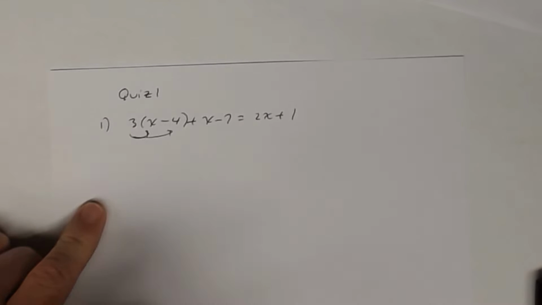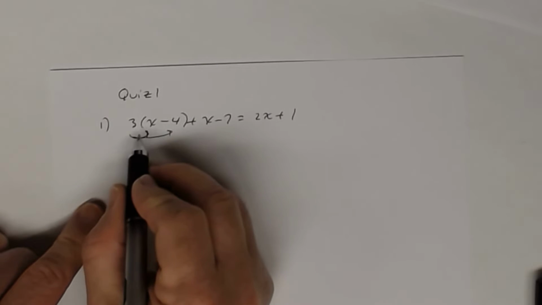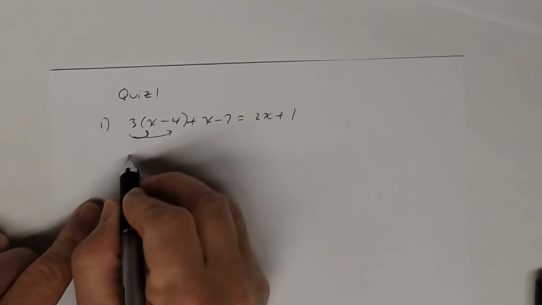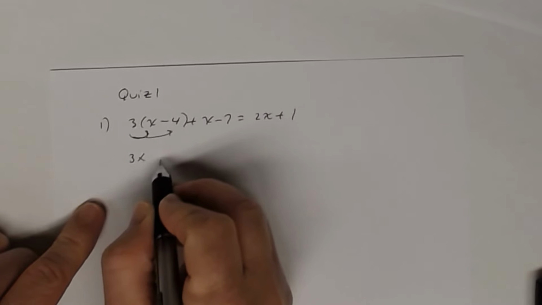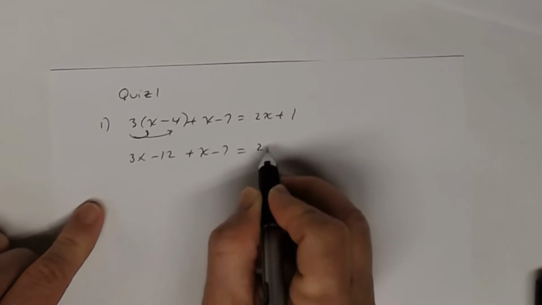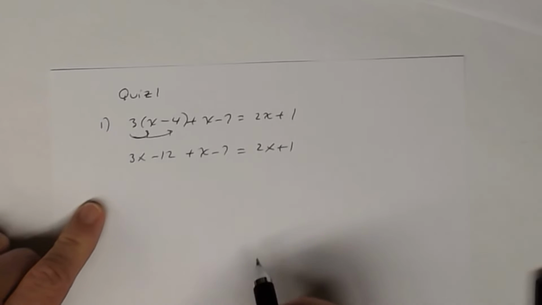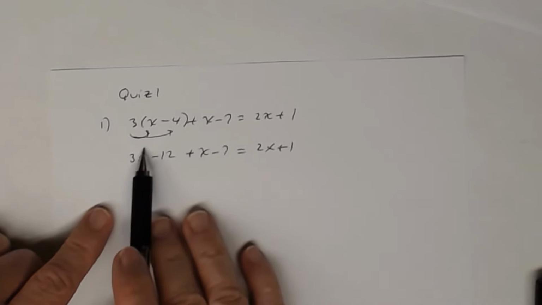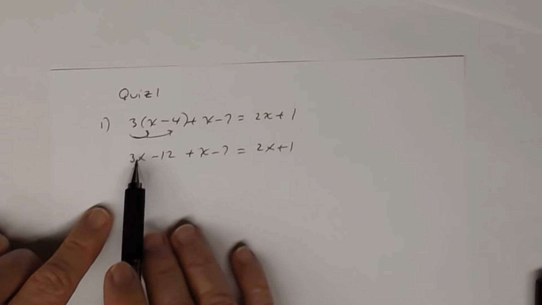those parentheses. And so when I use the distributive property, I get 3 times x is 3x, and then 3 times negative 4 is a negative 12, plus x minus 7 equals 2x plus 1. So that's the first thing. The first step was to use the distributive property.